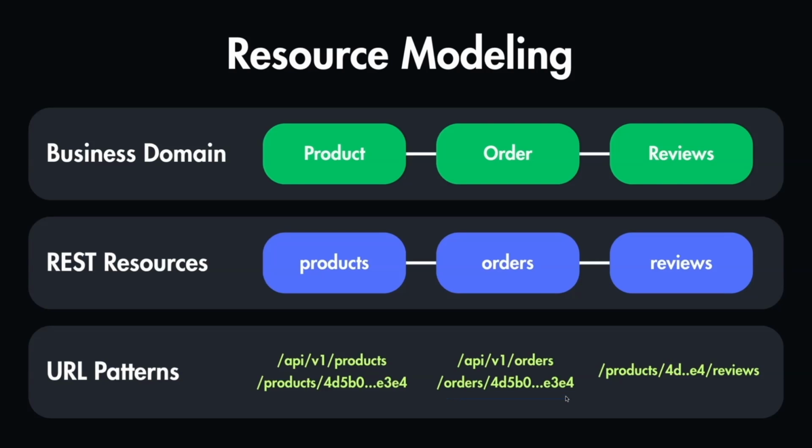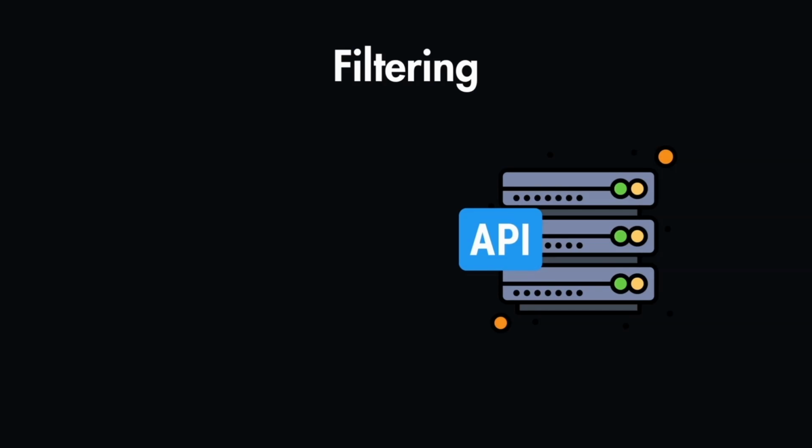And also nested resources should be clearly defined. For example, if you want to retrieve reviews for some specific product, then we would assume that if you make a request to /products/ the ID of that product, and then /reviews, you would get the reviews for that specific product. But in real-world APIs, you rarely want to return all the results at once.